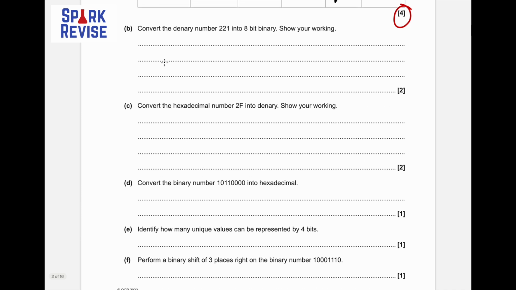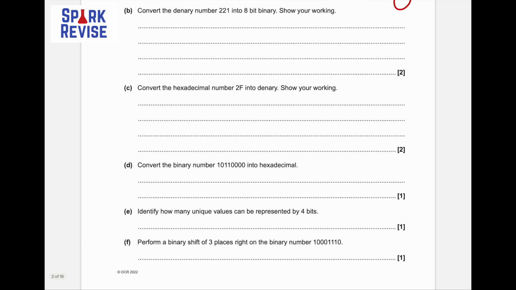Convert the denary number 221 into 8-bit binary. Show your working. So for binary conversion, it's always good to draw out a binary conversion table. So we're just going to start with 128, 64, 32, 16, 8, 4, 2, 1. And then we can just draw a line under it, just like that. Perfect.